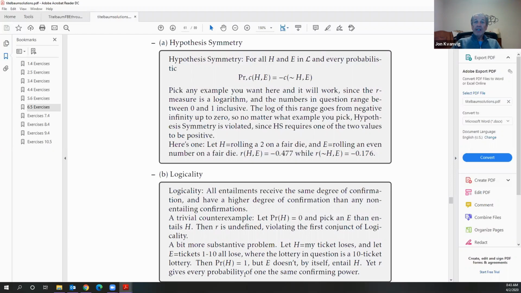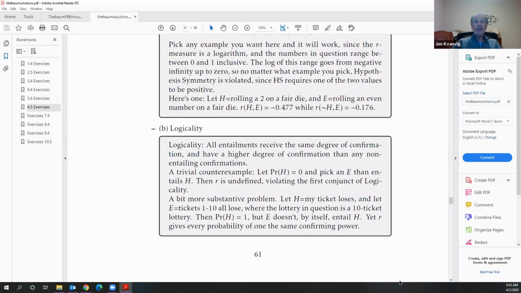Okay, yet R gives every probability of 1 the same confirming power. So logicality is violated in 2 different ways.